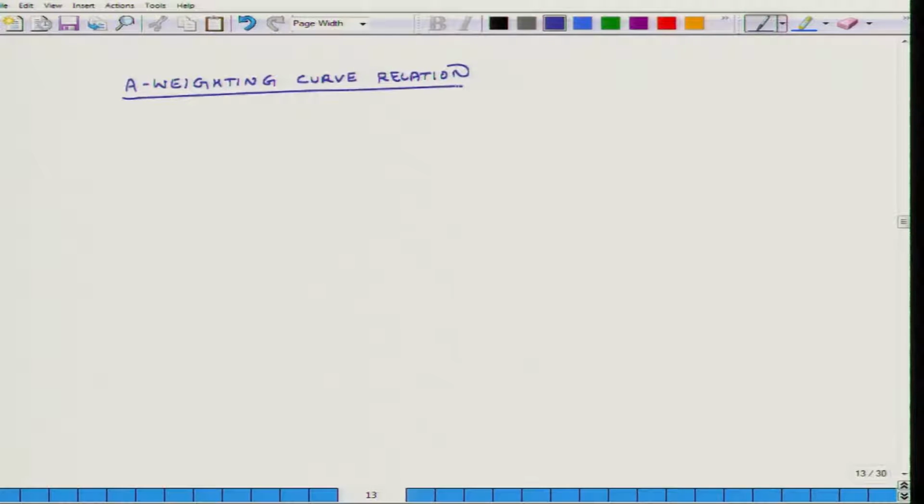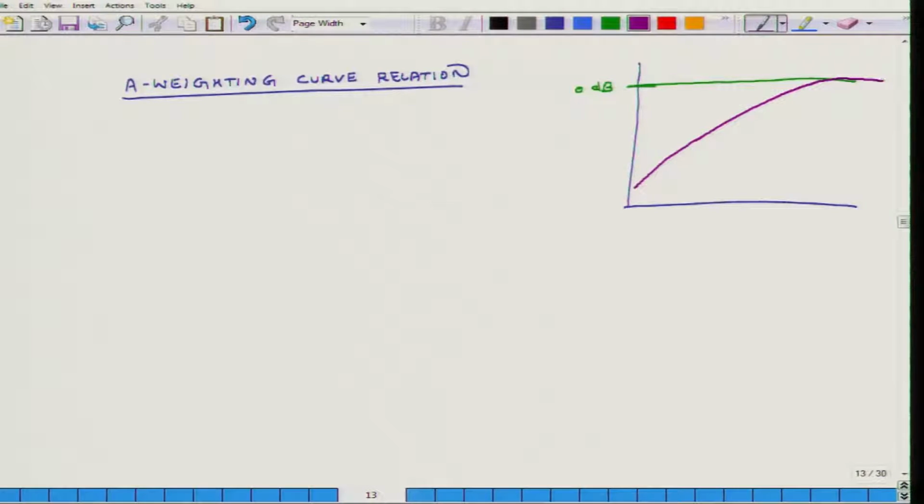A weighting curve relation. So, what will this curve give us? Let us say our reference sound level is 0 dB, and this is our A weighting curve. So, this is 1000 hertz, this is 10 hertz.